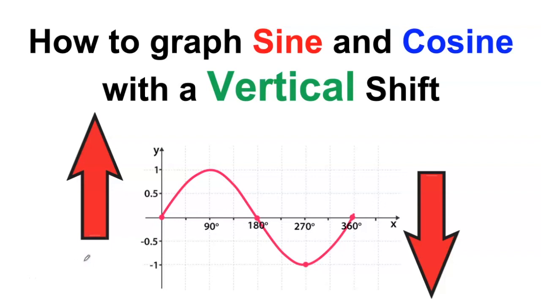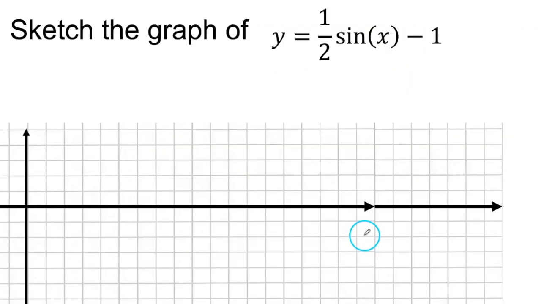Hi guys, this is Mr. Urrego, and today we're going to learn how to graph sine and cosine functions with a vertical shift, up and down. That's it. Now, we have a function, y equals half of sine of x minus 1.